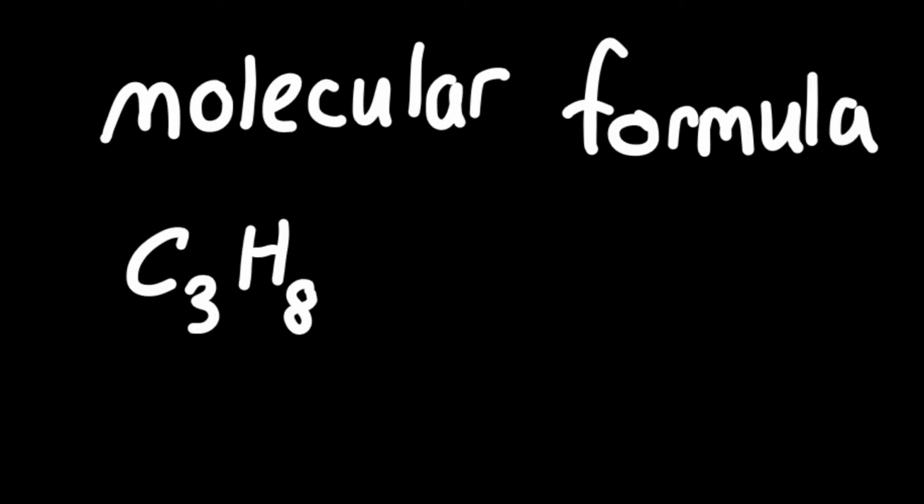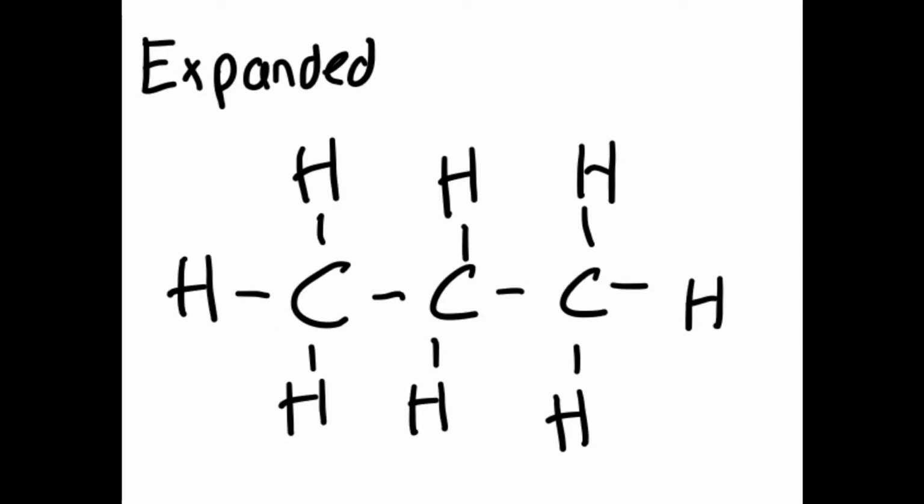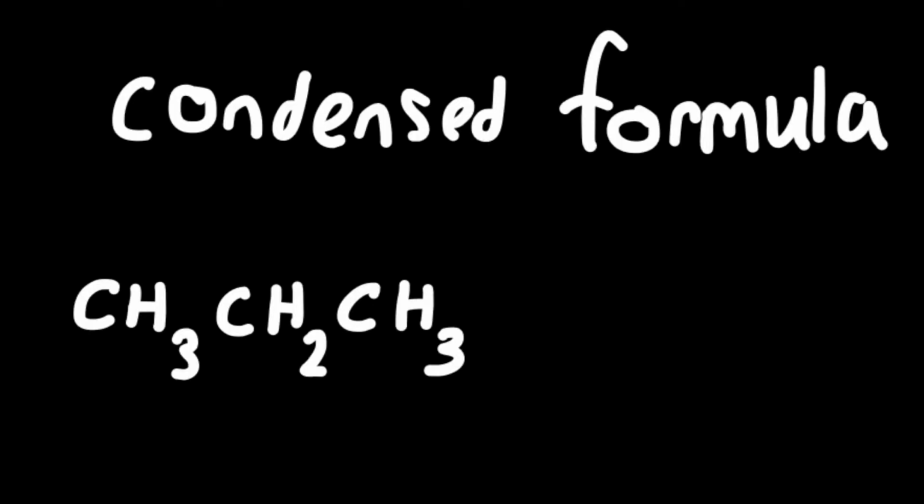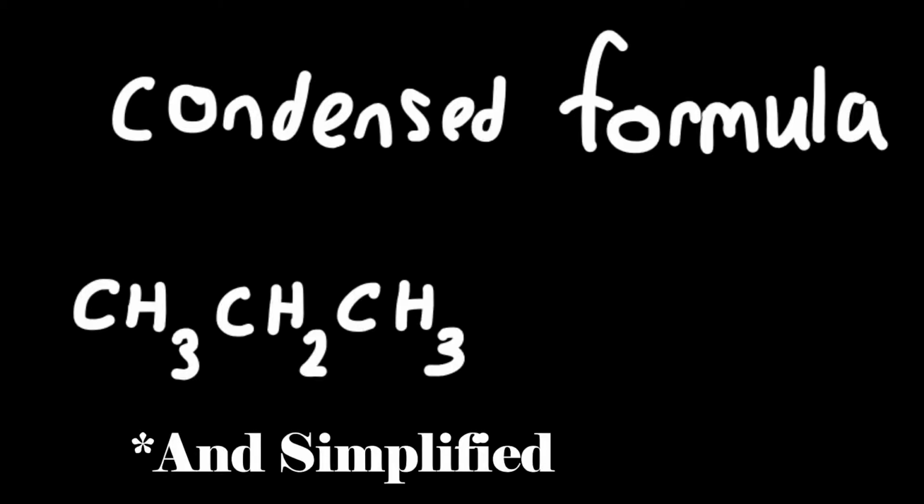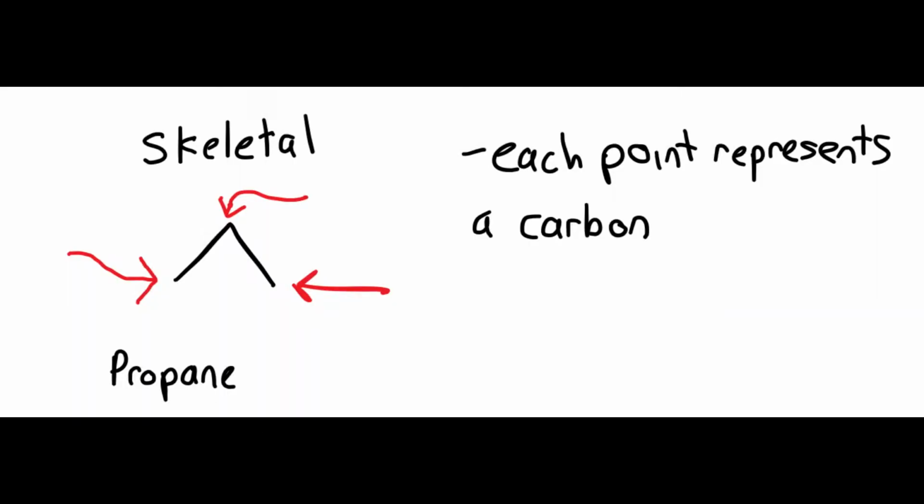Now for the structure. You can either use a molecular formula such as C3H8 or a structural formula, which can be the following. Expanded formula: every bond and every atom in the molecule will be drawn. On screen, you'll see me drawing an expanded formula for propane. Condensed formula: instead of drawing every single bond and atom, you only draw the molecules in a chain, such as CH3, CH2, CH3, which is propane. Skeletal structure: you use lines to represent each carbon in a zigzag line. It is hard to explain, so I'll just show you the skeletal structure for propane.